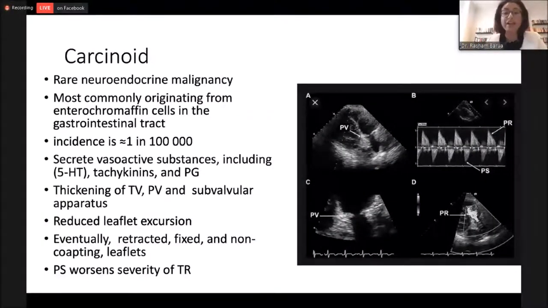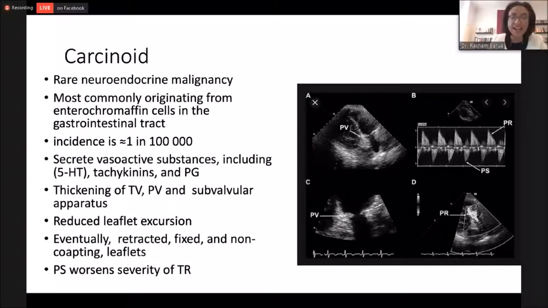So the other condition that you often see associated, or you may see associated with pulmonary stenosis, forgive me, is the condition we also saw in the last talk, which is carcinoid. So just a quick reminder on carcinoid. Typically, we think of it affecting the tricuspid valve, but it can also affect the pulmonary valve and the subvalvular apparatus for both those valves. So this is a rare neuroendocrine malignancy that originates most commonly, but not exclusively, from the enterochromaffin cells in the gastrointestinal tract.